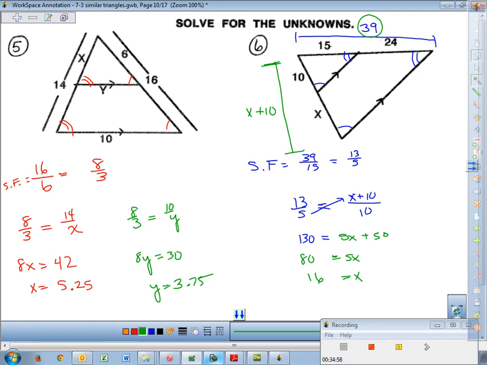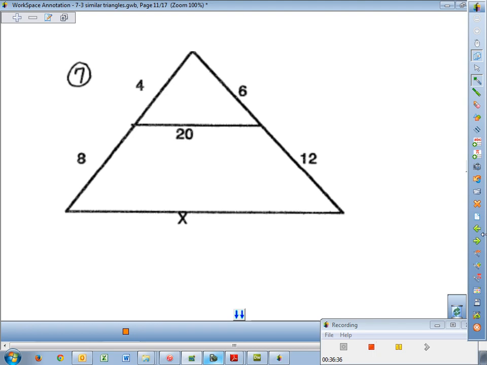Any questions on that one before we move to the last one? Tricky, tricky, tricky. All right, let's go to the last one. Prove them similar to me if you can. If you can't do it, that means you can't find x. So see if you can figure out if those are similar to each other.